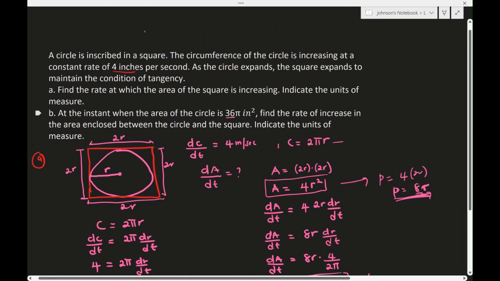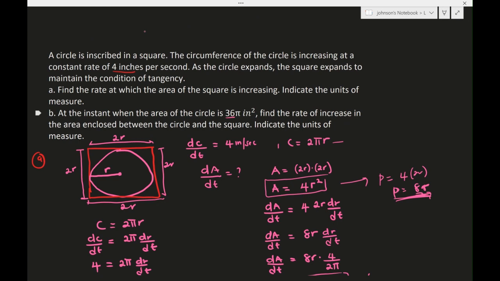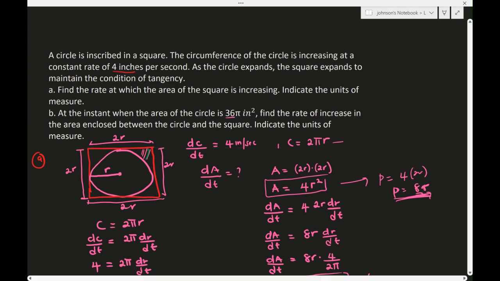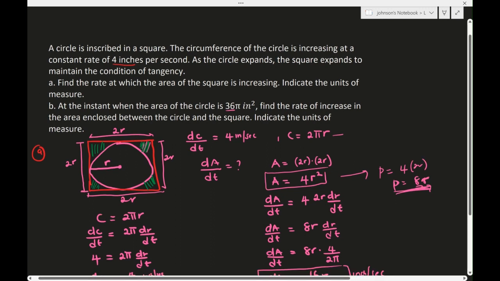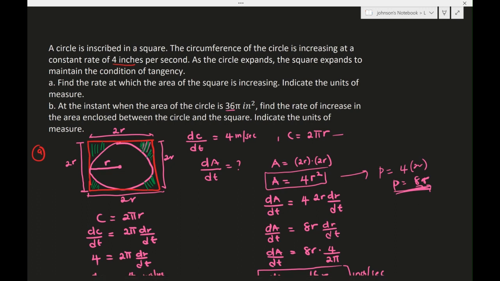Now we want to find the rate of increase in the area enclosed between the circle and the square. So these are the areas enclosed between the circle and the squares. These areas, the area in green. So these are the areas enclosed between the circle and the square.